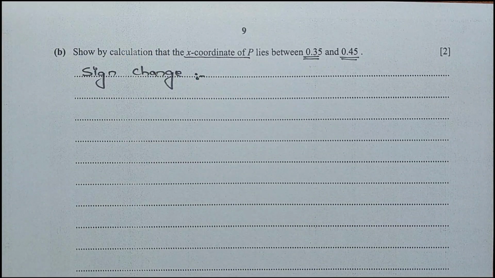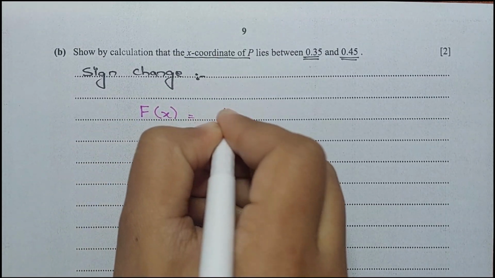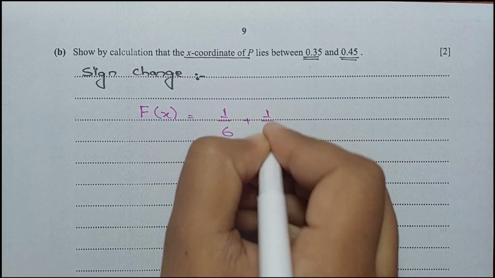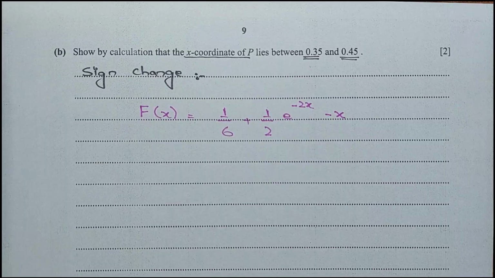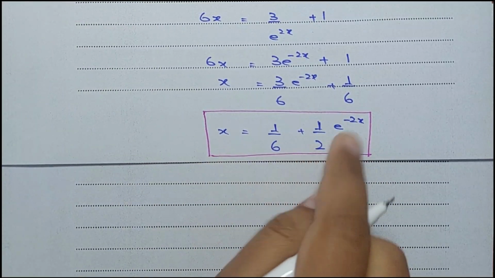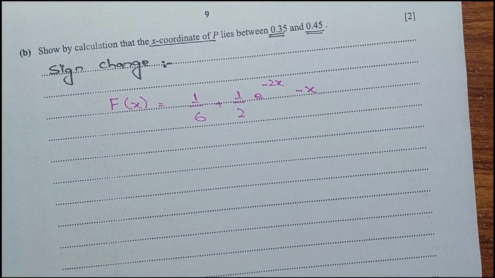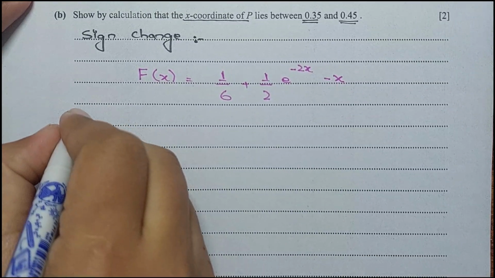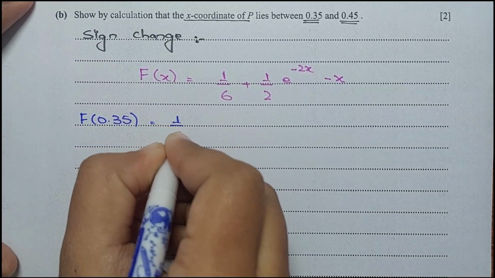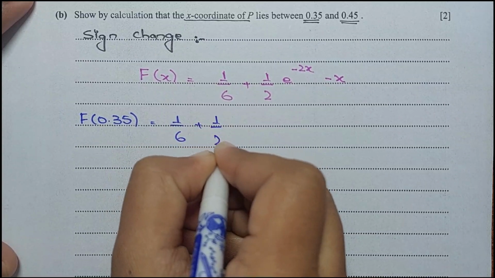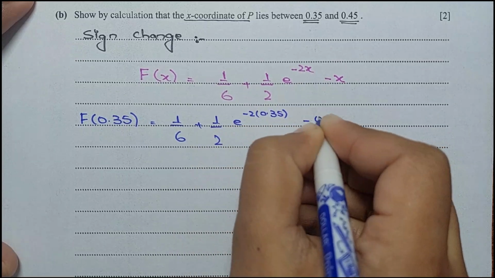For sign change, we have to make a function f of x. f of x is 1 over 6 plus 1 over 2 e to the power minus 2x, minus x. You have to make this function 1 by 6, 1 by 2 e to the power minus 2x, and shift x to the other side, right? Okay. Now in x, just substitute the value. What is the function value at 0.35? 1 over 6 plus 1 over 2 e to the power minus 2 into 0.35 minus 0.35.